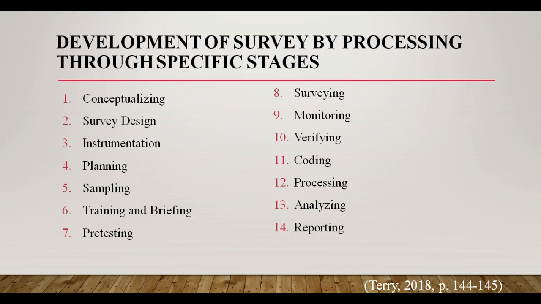Step number 5 is sampling. The researcher chooses who will be interviewed. Step 6, training and briefing. In this step, the interviewer or interviewers are trained so that they administer the survey the exact same way every time it is implemented. Pre-testing is step number 7. The survey is administered to a small group of people to make sure the instructions are easily understood and the survey items produce the response desired.